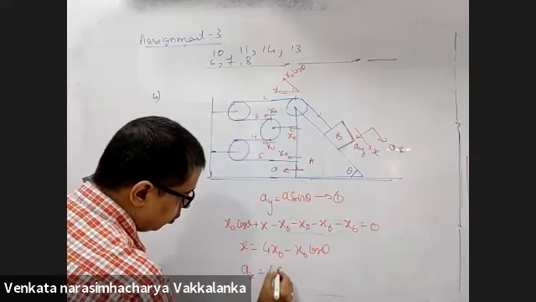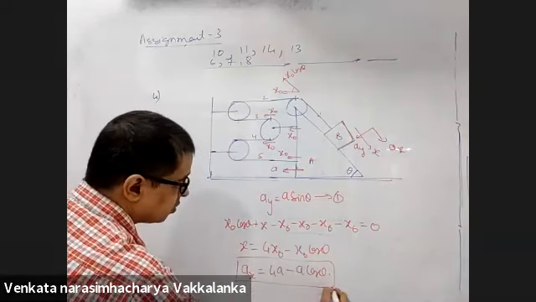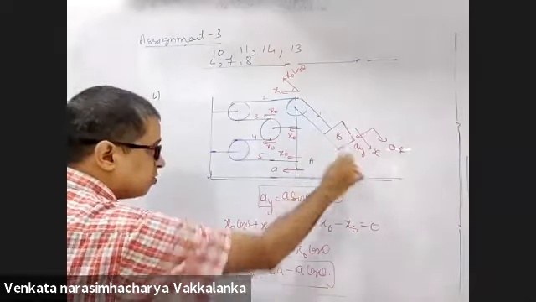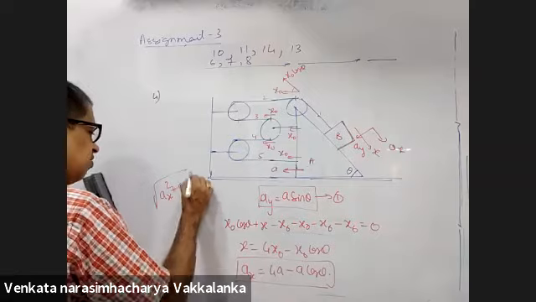Ax is equal to 4a minus a cos theta. Ax came, ay came. Resultant is root over of ax square plus ay square.